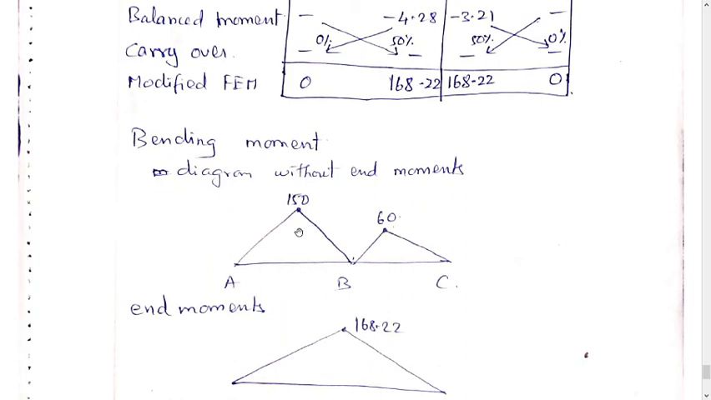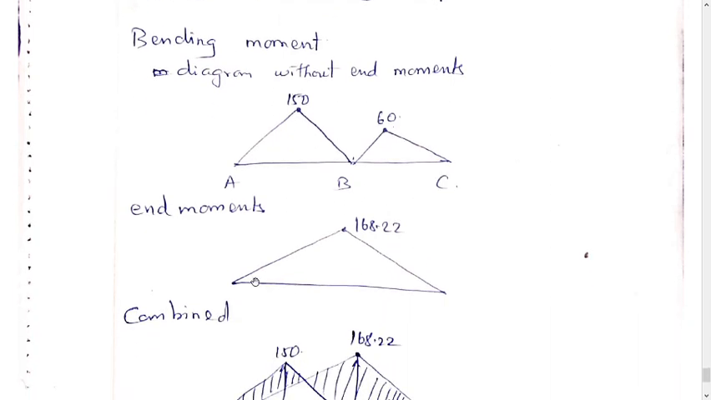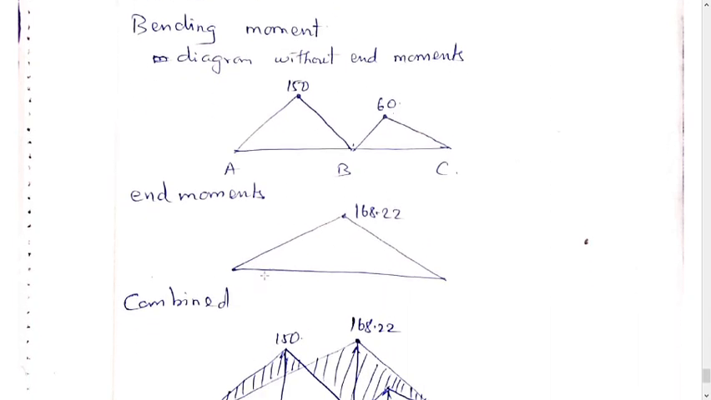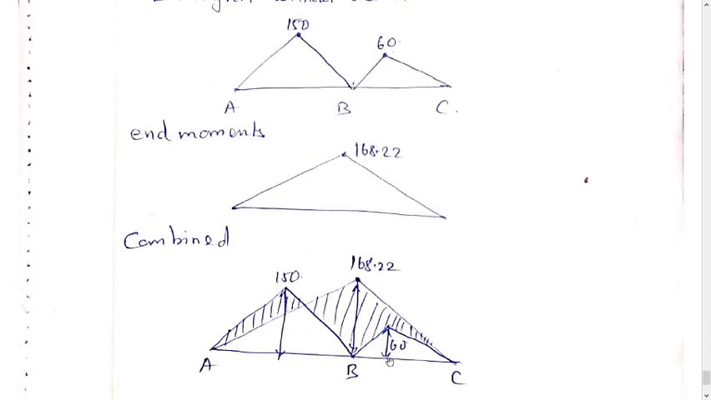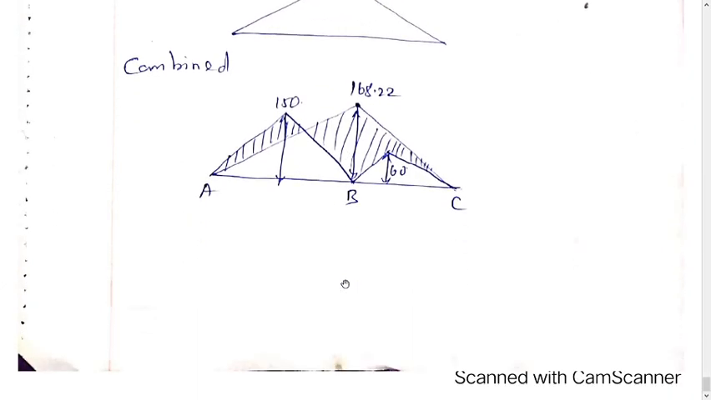So for these two point loads, this is a normal bending moment without end moments, and this is a bending moment for end moments. By adding these two, you will get the combined bending moment diagram. So this is the moment distribution method. Thank you.